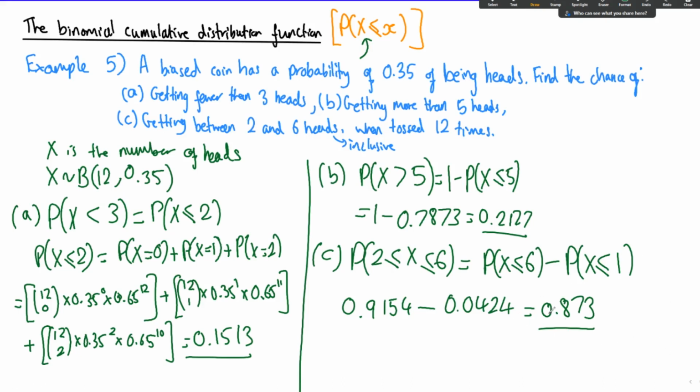And it makes sense that it's so high because it lands very much where you'd expect it to be. In fact, the expected value would be 0.35 times 12, which is 4.2, which lies basically in the middle of this inequality, or in between here. So it makes sense why that's 87%.